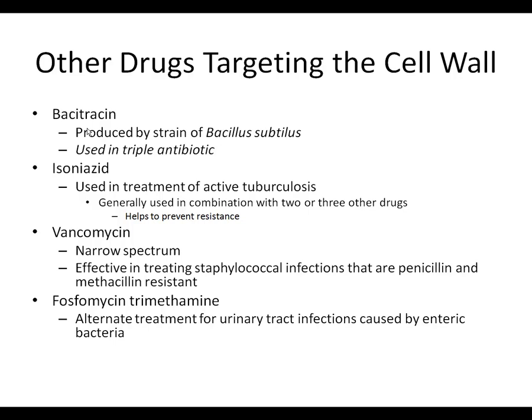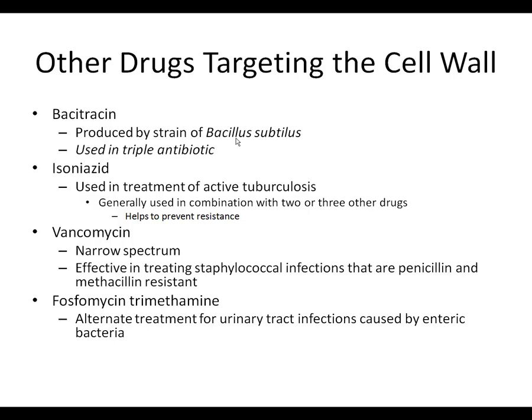You do have some other drugs that target the cell wall that are not necessarily in the penicillin group. They don't have that beta-lactam ring. The first one is bacitracin. This is produced by the bacterium Bacillus subtilis. We've used this in the lab a number of times. Basically, it is good for superficial skin infections. It's used in your triple antibiotic, oftentimes combined with neomycin and polymyxin. These are very good at targeting the cell wall.